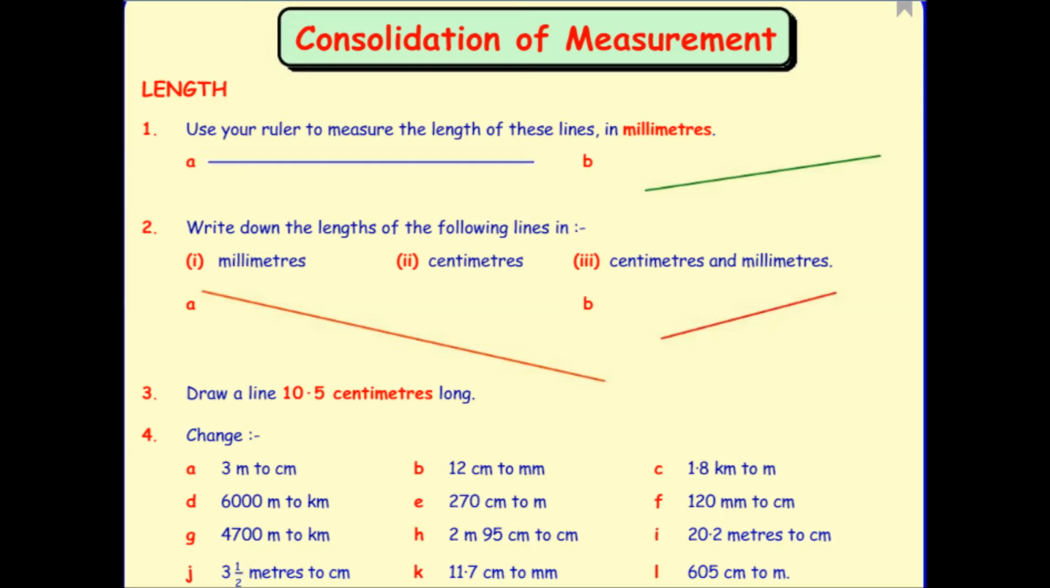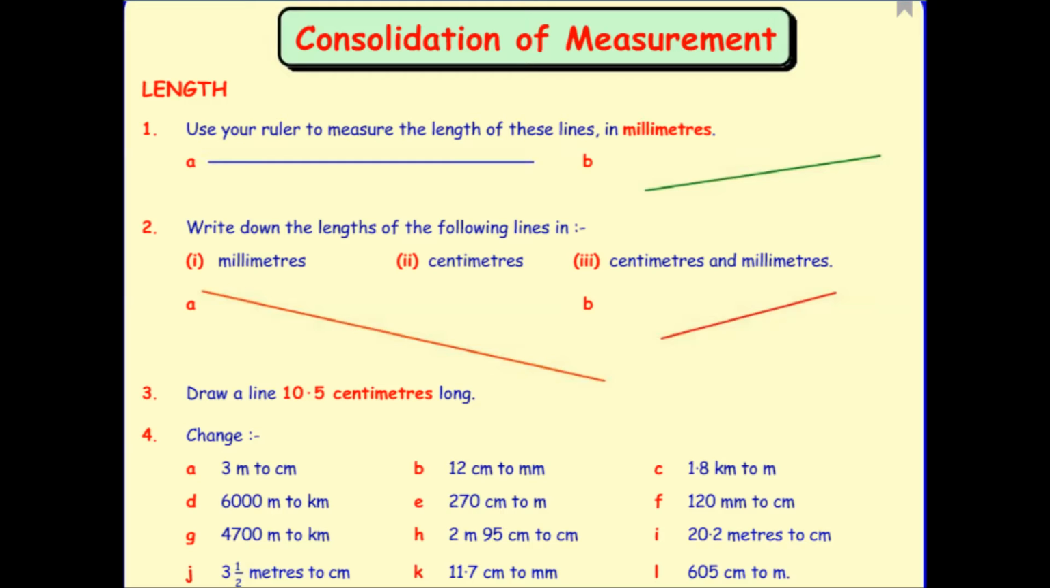Okay, let me just say, millimeters are very tiny, centimeters are small, and meters are big. Okay, so there are 10 millimeters in a centimeter, there are 1,000 millimeters in a meter, and there are 100 centimeters in a meter. That's just a little bit of a reminder. There are 1,000 meters in a kilometer, and I think that's all you need to know.